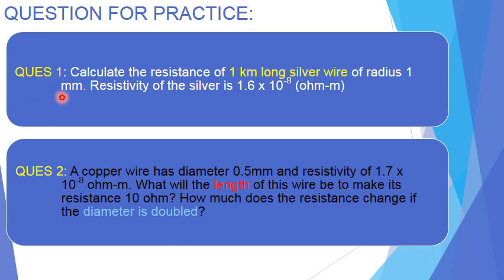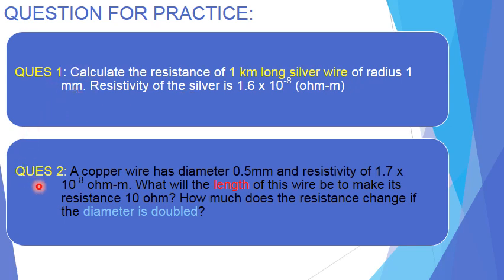Question number 1. Calculate the resistance of a 1 kilometer long silver wire of radius 1 millimeter. Resistivity of silver is 1.6 into 10 to the power minus 8 ohm meter. So we only have to change millimeter to meter.